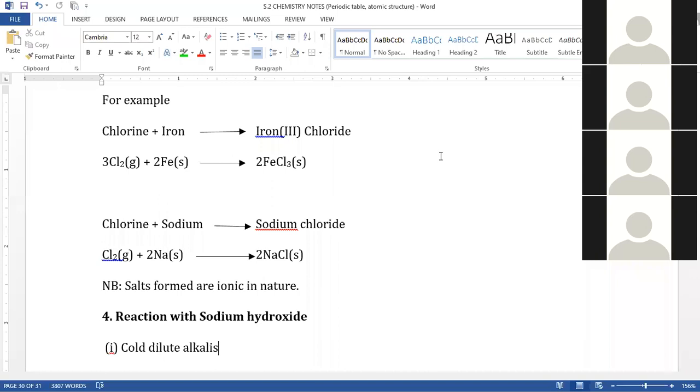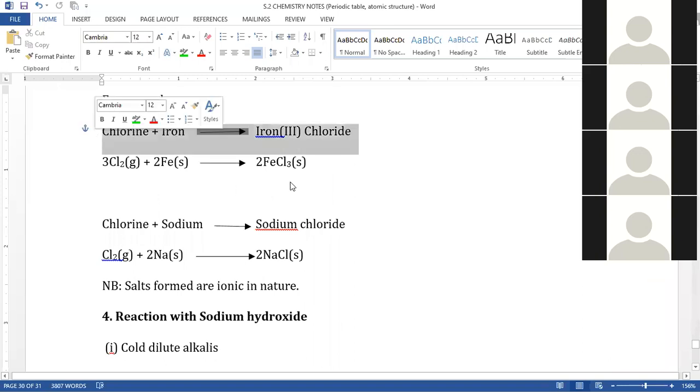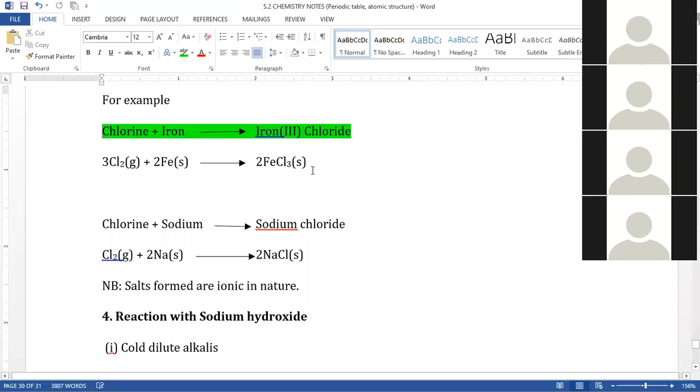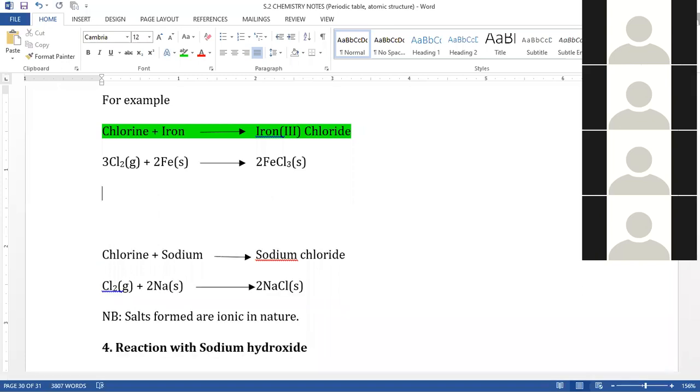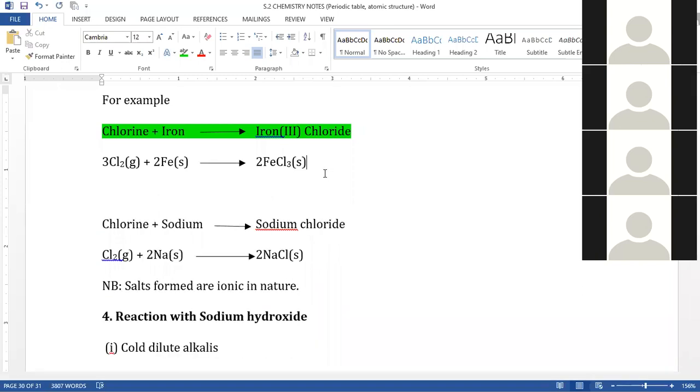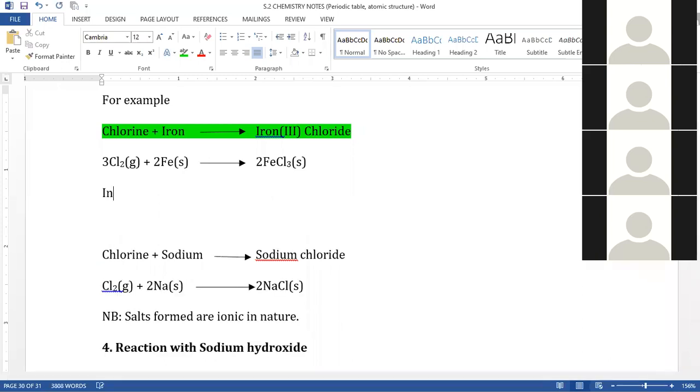So in this case, when chlorine reacts with iron, we get a compound that we call iron 3 chloride. Now, I hope we remember where that 3 is coming from, or we didn't talk about that, I think. But we said that there are some elements that have more than one valence. Now, when they have more than one valence, usually when they're forming a compound, you need to specify what is the valence that has been used in this particular compound.